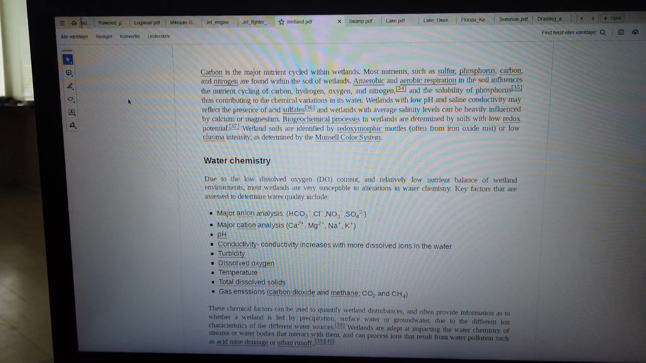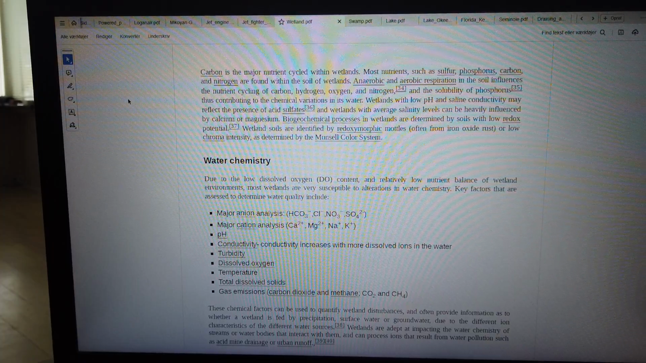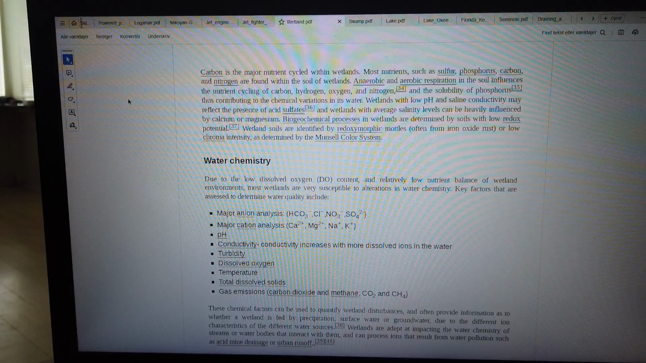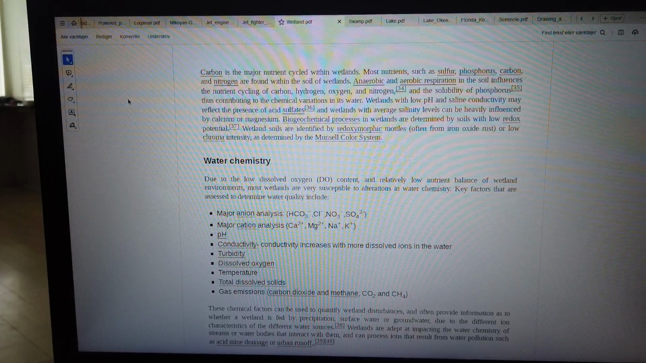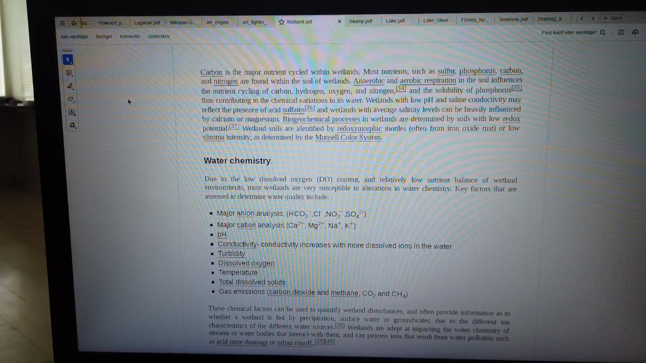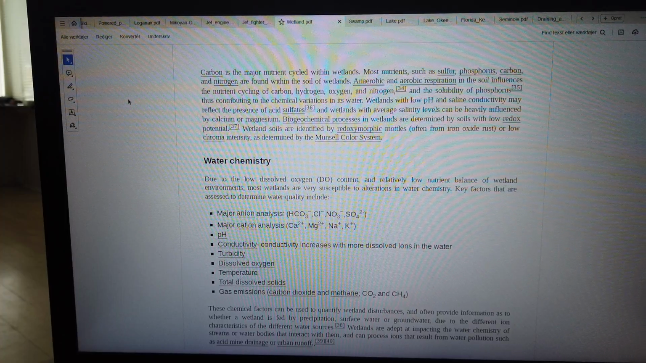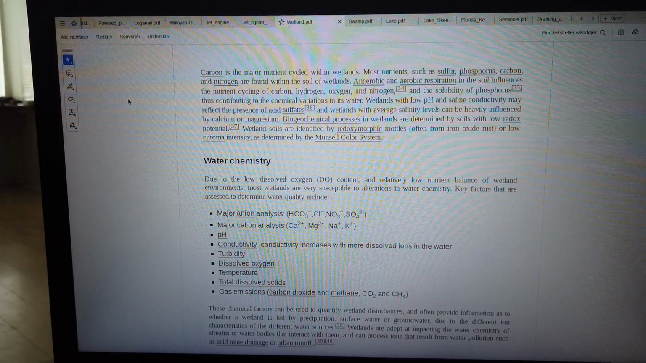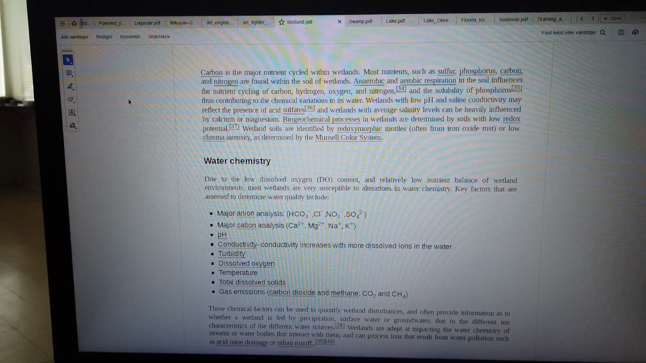Due to the low dissolved oxygen content and relatively low nutrient balance of wetland environments, most wetlands are very susceptible to alterations in water chemistry. Key factors that assist in determining water quality include major anion analysis: HCO3-, Cl-, NO3-, SO4 2-. Major cation analysis: Ca2+, Mg2+, Na+, K+.